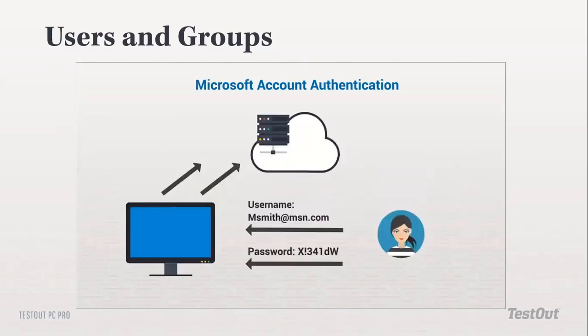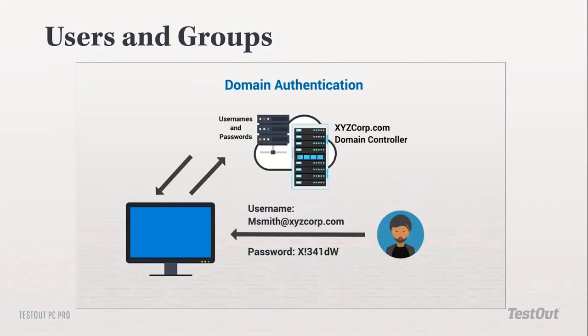Another type of authentication is Microsoft account authentication. When you bring in your username, let's say mssmith@msn.com, and log in like that, that computer forwards your login details to the Microsoft cloud, and then Microsoft transmits your login information back to the computer and makes you log in.